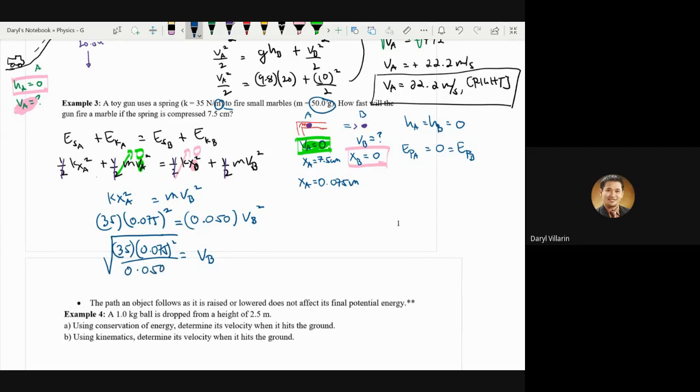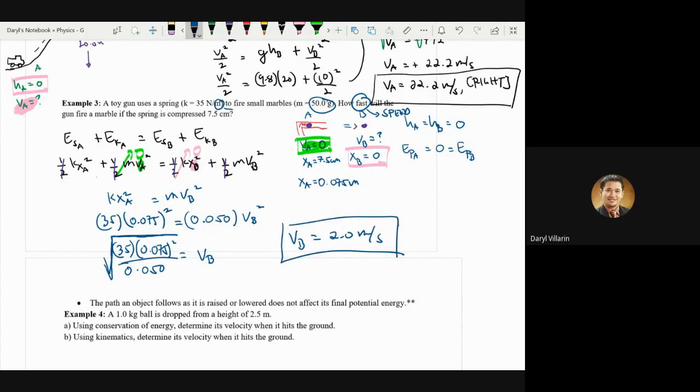So just be careful when you try to do this on your calculator. Remember that everything is being placed inside the square root symbol. Well, it says how fast, so this is just the speed. So no need to indicate the direction. So v_A would be equivalent to 2.0 meters per second.